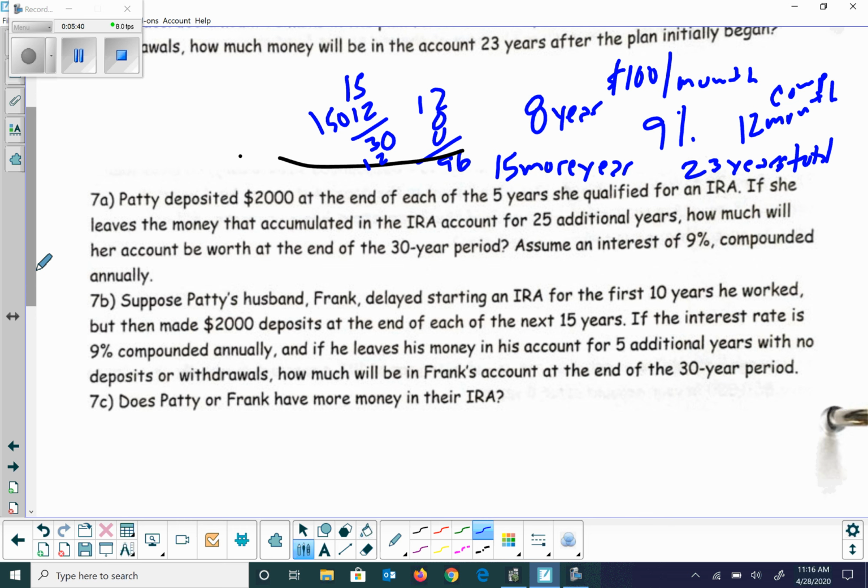This next one says Patty deposited $2,000 at the end of each year for 5 years. So her N is going to be 5 years.